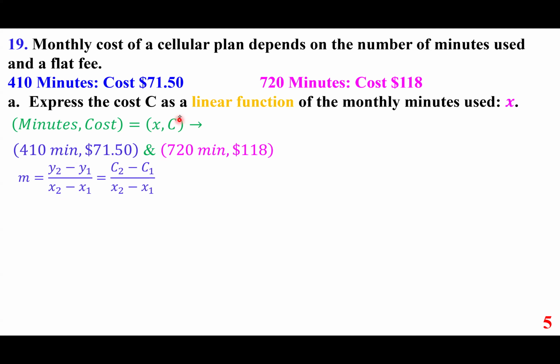So 118 minus 7150 over 720 minus 410. The numerator is 46.5. The denominator is 310. Becomes 3 over 20 or 0.15.